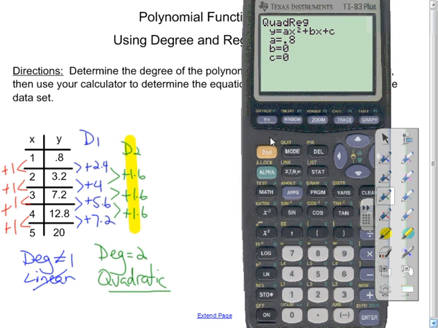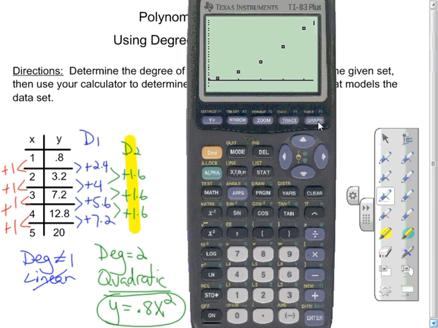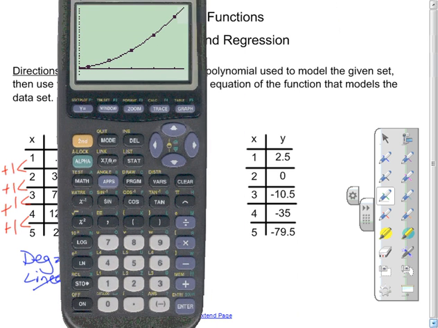So I am, in fact, just going to write this answer as y equals 0.8x squared. That is the polynomial function of degree 2 that models that data set. And we know that it is because when I hit graph, you can see that this parabola will hit all the points in that data set. We'll do another example. Okay?